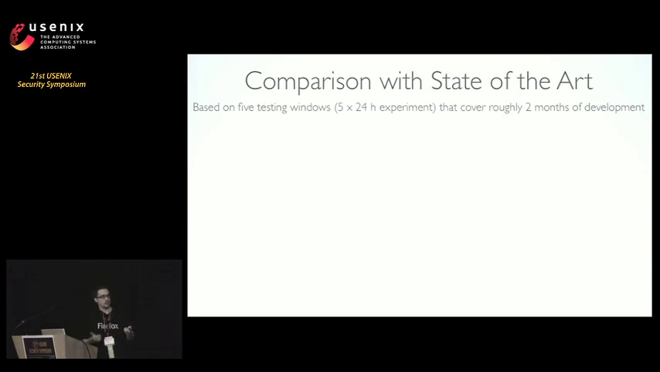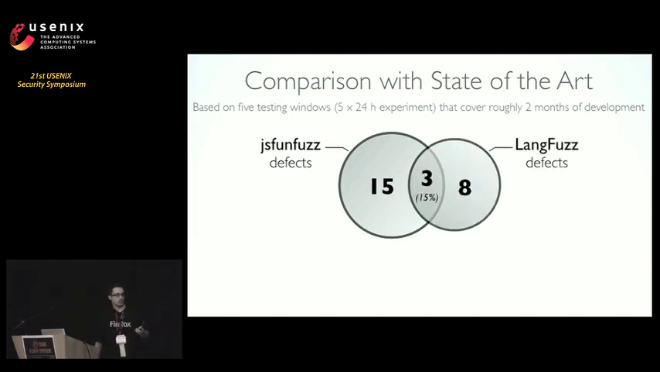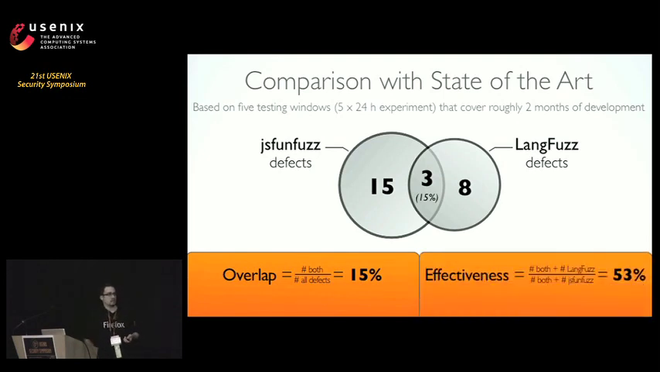And these testing windows were so large that they cover roughly 2 months of development. That's quite a bit of time in development. And it turns out that JS1Fuzz found 15 defects, while LangFuzz found 8 defects, and 3 of these defects were found by both tools. That gives us an overlap of 15%. That's not much. And an effectiveness of 53%.